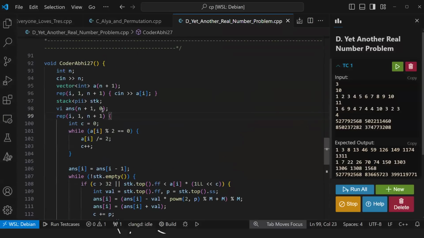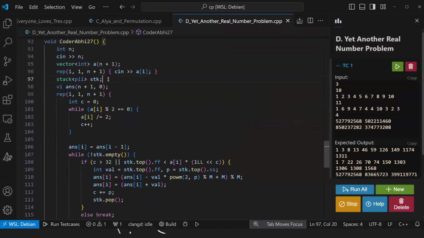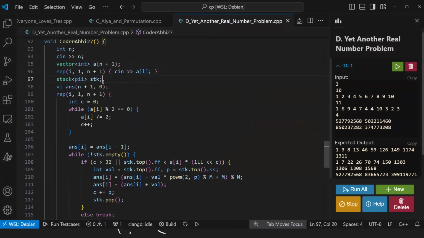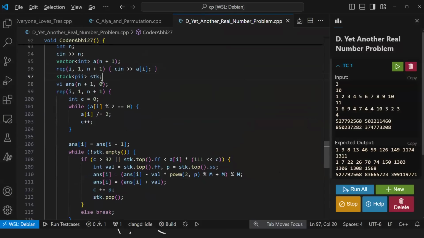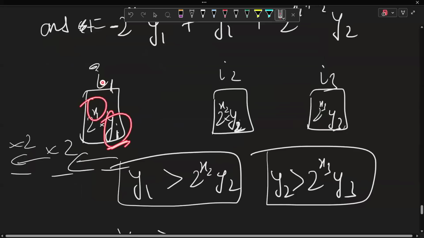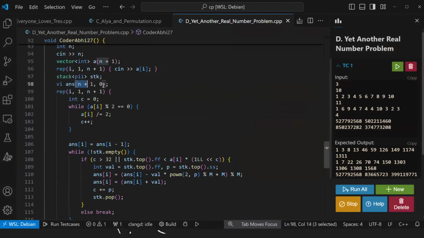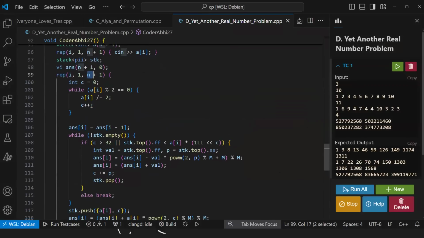So what I did is, this was the input. I just took the input. After that, I initialized the stack. This is a pair of long, so this stack would store a pair of x comma y, basically the power of 2 that we have and the value that we have. That is what I'm going to store in the stack. After that, I have this answer vector initialized. So I would start with i equal to 1 and go up till n.